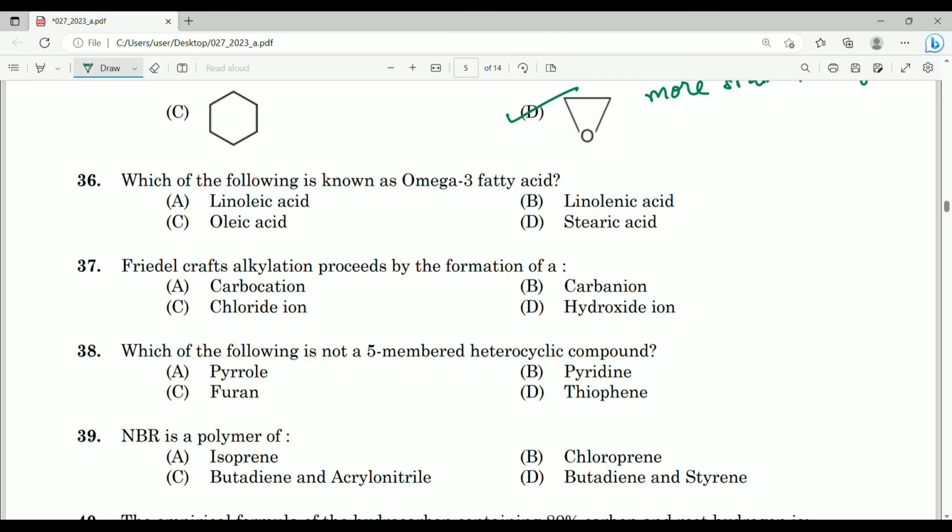Which of the following is known as omega-3 fatty acid? Linoleic acid, linolenic acid, oleic acid, stearic acid. So the correct answer is option B. 37. Friedel-Crafts alkylation proceeds by the formation of a carbocation, carbanion, chloride ion, hydroxide ion. So Friedel-Crafts alkylation always proceed through carbocation.